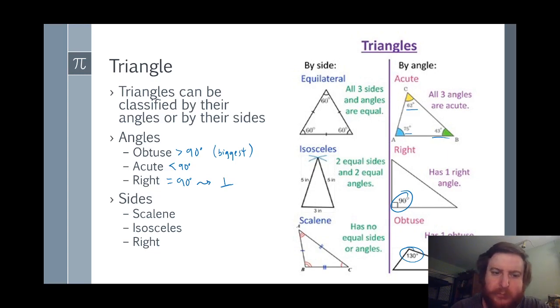Okay, for sides, we can also classify triangles by their sides. In scalene, all of our sides are unequal. No sides are the same, so scalene has no equal sides. In isosceles, we have 2 equal sides. And in equilateral triangles, we have 3 equal sides. Now, when we have equal sides, that also gives us equal angles. So that's important to realize as well.